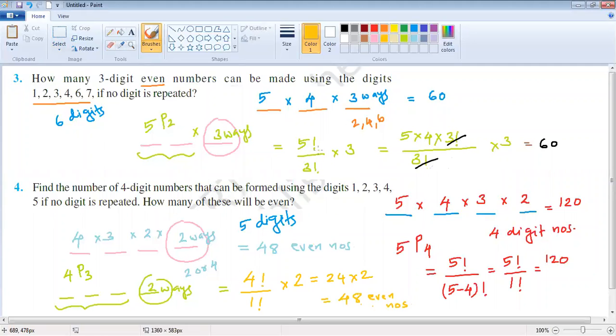So you can use permutation or you can use the fundamental principle of counting. Okay? When you use permutation, you have to use it carefully. It is not that we directly take 5P4 just because we need a 4-digit number. We have to see the situations carefully and then apply.